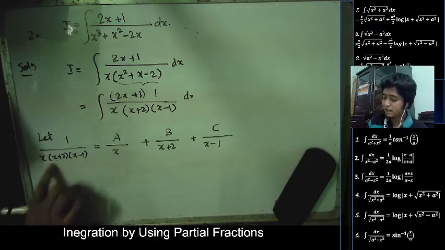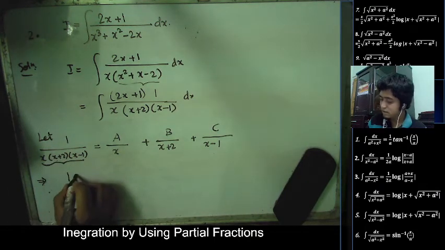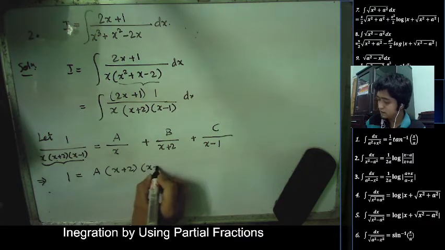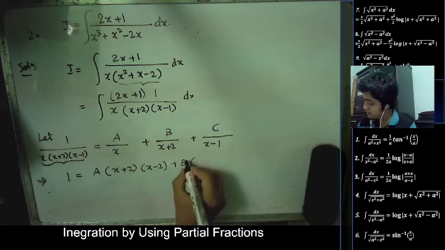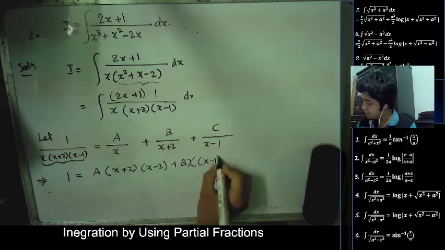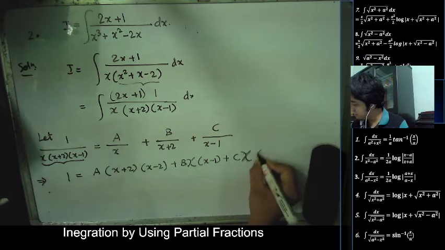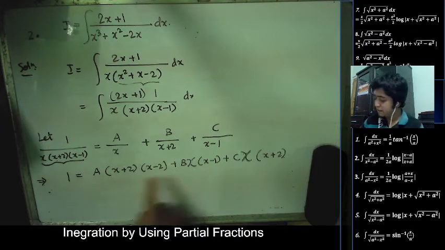Next I will multiply the whole thing by this denominator. Okay, multiply by this. You will be having this. Okay, b x into (x minus 1) plus c x into (x plus 2). So now we need to find out the value of a, b and c again.